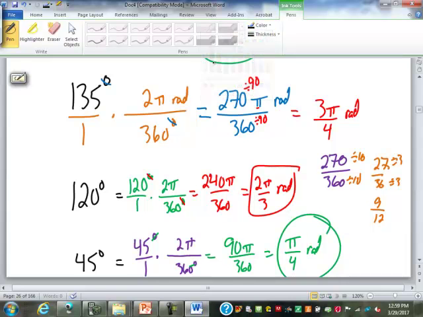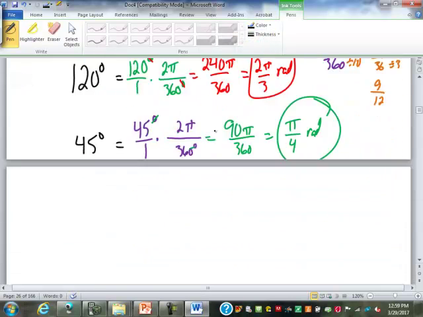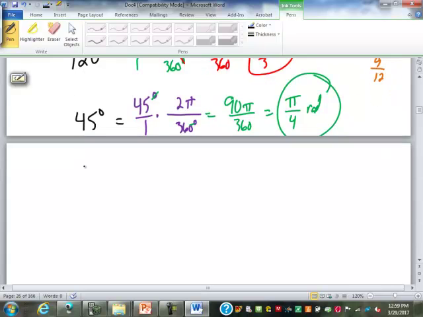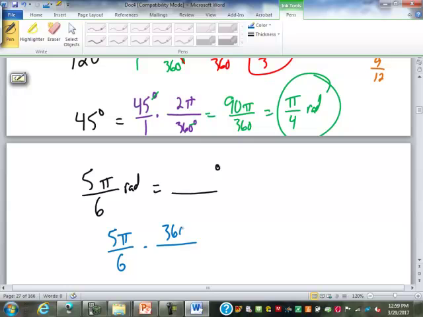What if we're going the other way? What if I give you 5 pi over 6 radians? I want to convert it into degrees. We take 5 pi over 6. Now we're going to put the 360 on top. We want to convert to degrees.